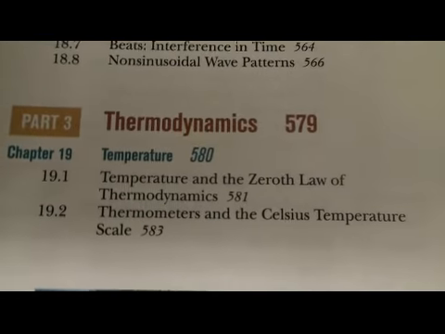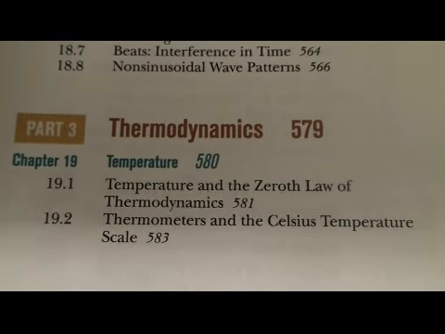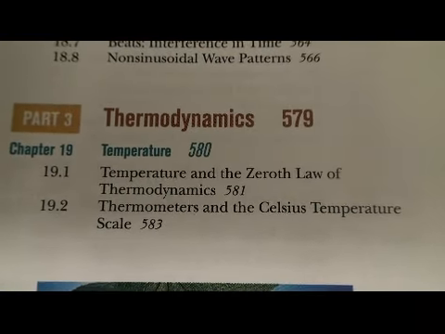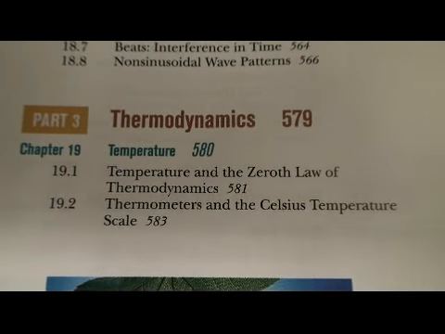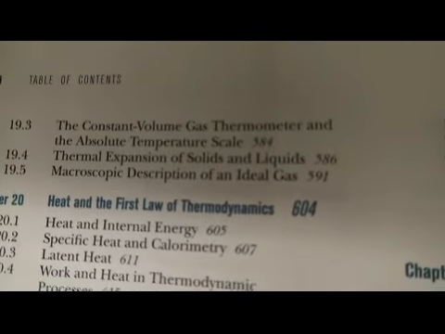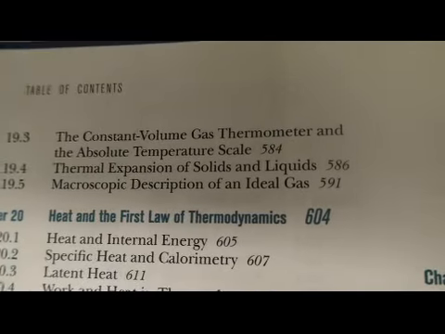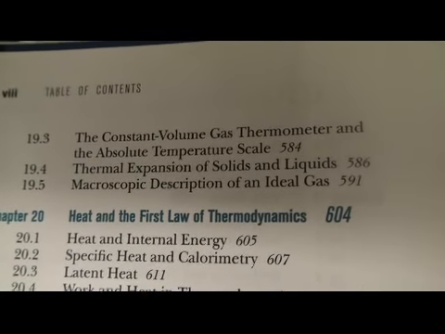Then comes the whole section of thermodynamics, which is part 3: temperature, the zeroth law of thermodynamics, Celsius temperature scale. Turn the page over. Then comes constant volume gas thermometer, thermal expansion of solids and liquids, macroscopic description of an ideal gas. That's chapter 19.